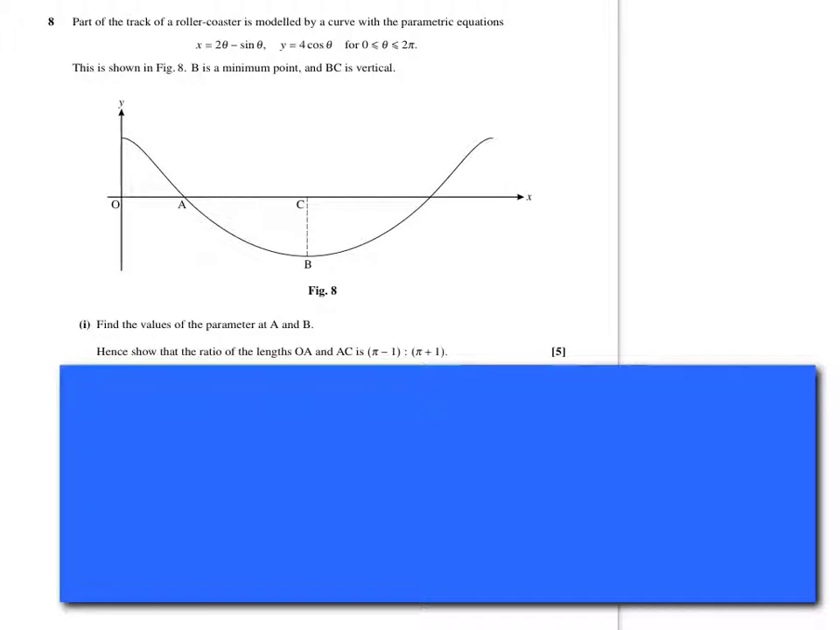Worked solutions to part 1. In part 1, to try and find the value of the parameter at A, well, at A we know that y is equal to 0 as it lies on the x-axis. So we can set y to be 0. This therefore gives 4 cos theta equal to 0, which means cos theta is equal to 0, meaning that theta is equal to pi over 2.